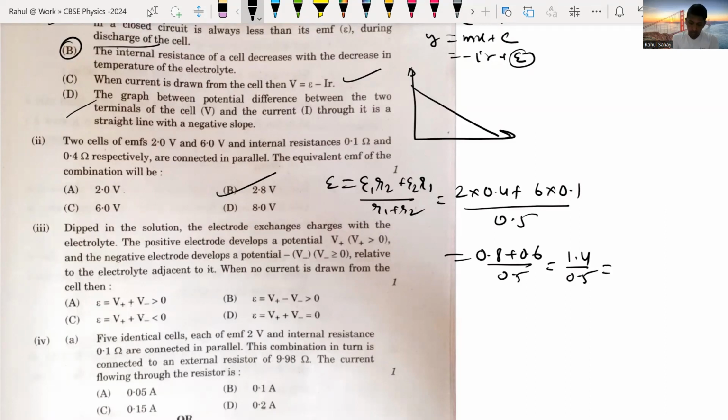Given that in the solution the electrode exchanges charges with the electrolyte. The positive electrode becomes V plus and V minus is greater than 0. The EMF is what? E is equal to V plus minus V minus. This is positive and this is negative. That is greater than 0. So EMF is what? The potential difference between the electrodes when there is no current drawn, right? So this is option B.